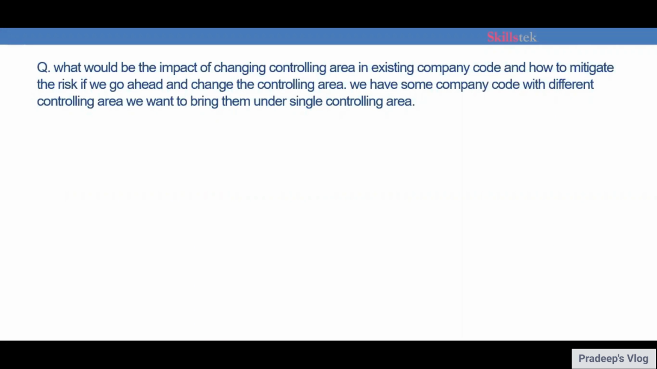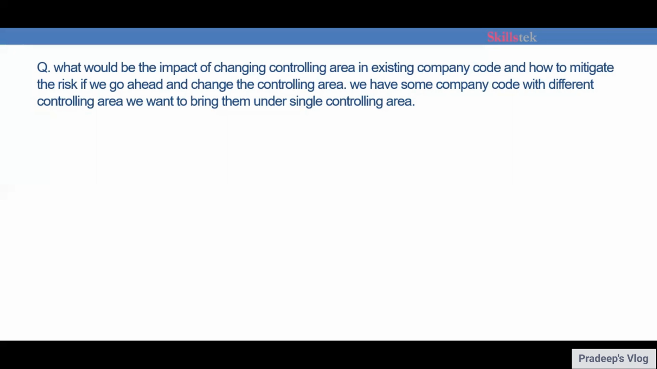Again, it's my thought: you should not change the configuration of assigning the company code to your controlling area in your existing system. If you already have master data, different cost objects created, and lots of transactions posted because it's a productive company code, then you should not change the existing configuration of assigning the company code to the controlling area. That is not recommendable, but still there is a need, we want to bring different company codes under one controlling area.